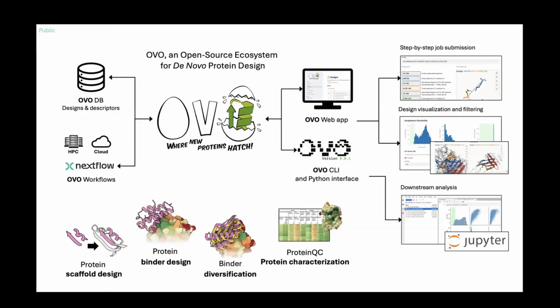This is the final slide from me, and this is just a way to show you how all the moving parts of Ovo interact to give you this full ecosystem. It's important to see that the command line interface and the Python interface also allow you to use Ovo exactly as any typical Python package. You import it and you use all the functions of Ovo in your Jupyter notebook to further analyze your designs downstream. And after that, I will pass the word over to Teresa.